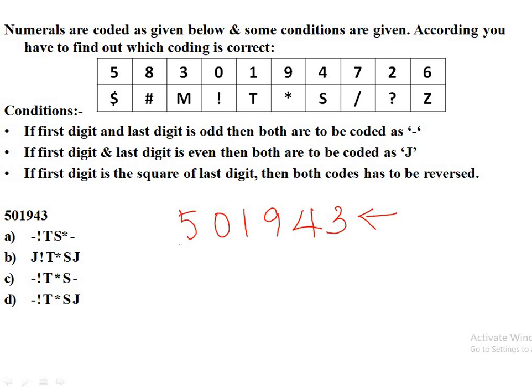Now concentrate. What do we have in the starting point and what do we have in the ending point? This is an odd number and this is also an odd number. When both are odd numbers, what do I need to apply? Then I need to code both as minus. Is this clear? And concentrate on the options also.